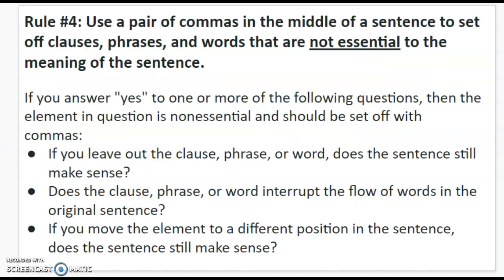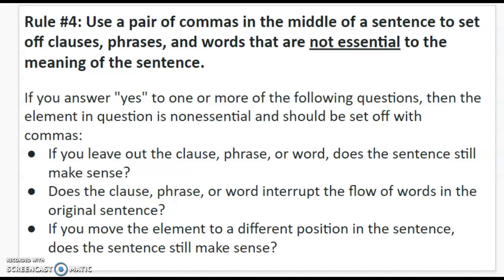So to start, we're just going to go over the next two Common Rules. There are 9 rules. We're on Rule 4. And I'm just going to read through the rule, and then you'll understand better, I think, through the example. So don't stress if you don't understand it right away. So Rule 4 is to use a pair of commas in the middle of a sentence to set off clauses, phrases, and words that are not essential to the meaning of a sentence. So if you have something in the middle of a sentence that is not essential, you would place commas around it. And I think of it like the commas frame the part of the sentence that could be removed from the sentence and would not change the meaning of the sentence.